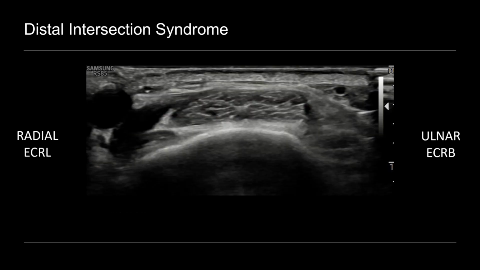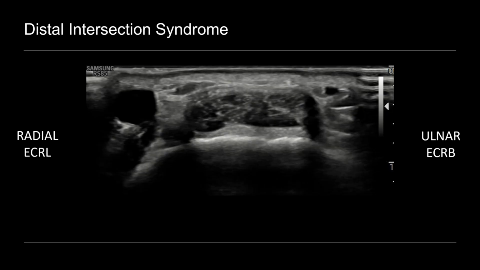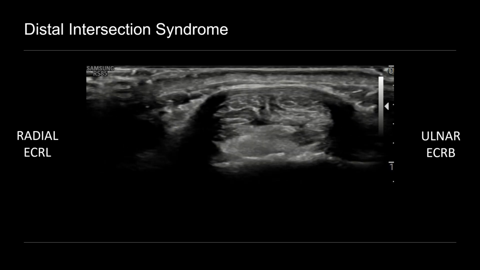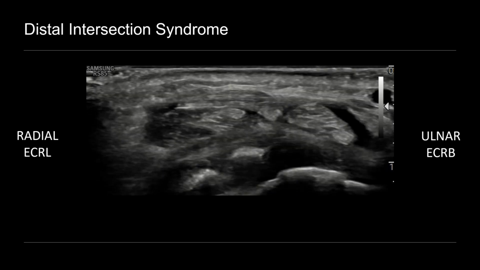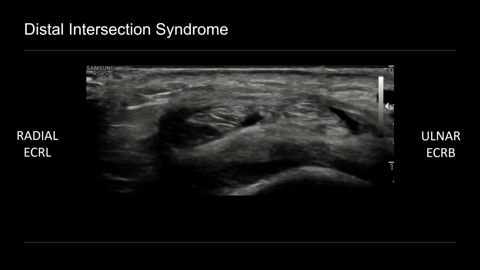Now here, if we look at that on real-time imaging, this is a short axis view of compartment 2. This is the radial side, the left-hand side of the image where we have the ECRL tendon. The right-hand side of the image is the ulnar side, that's the ECRB tendon. So as we move proximal to distal, notice that a tendon is starting to cross over these compartment 2 tendons, and this is the EPL tendon here, so that's compartment 3.